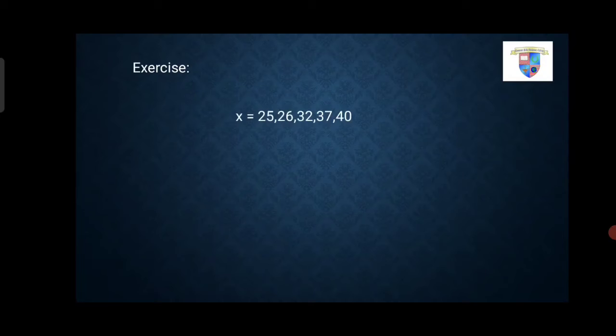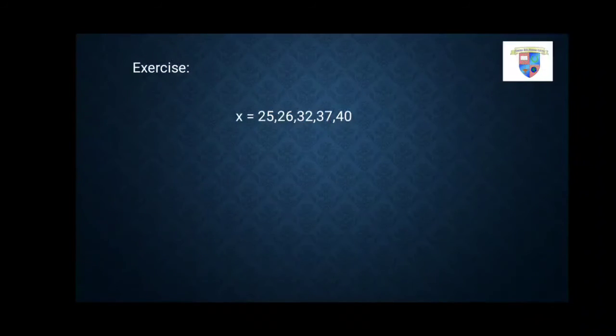So I have here the data values: 25, 26, 32, 37, and 40. You have to get its population variance and sample variance. So let's see if you understand our topic for this video.